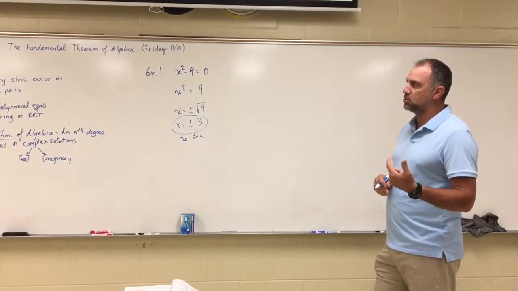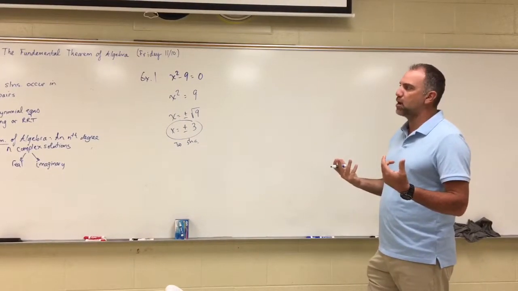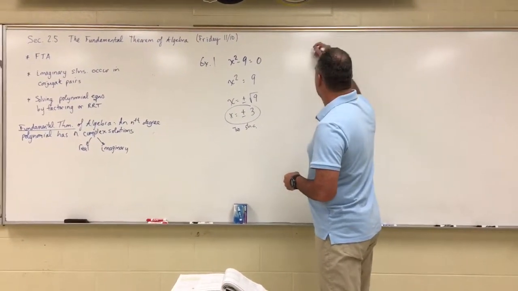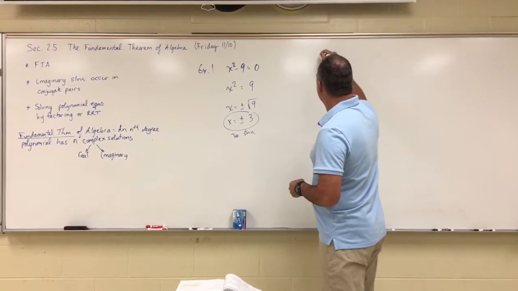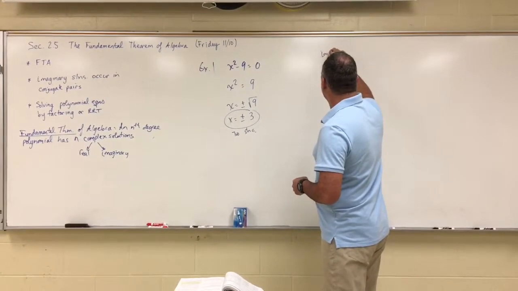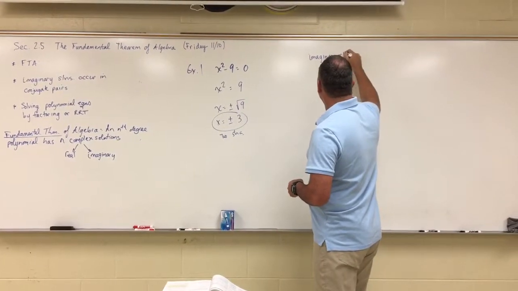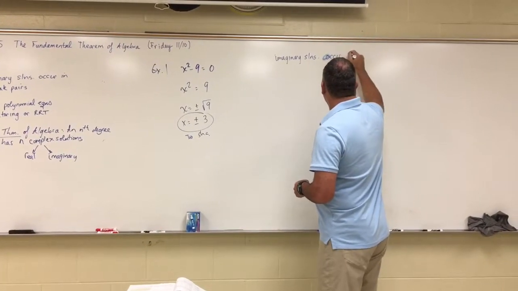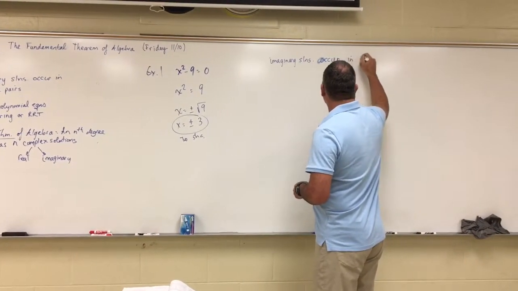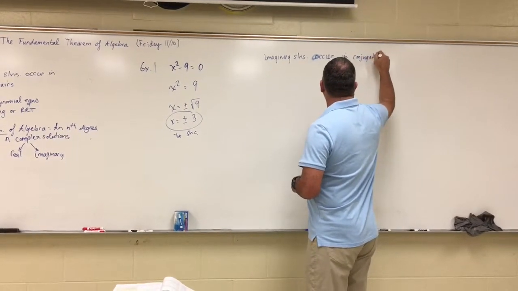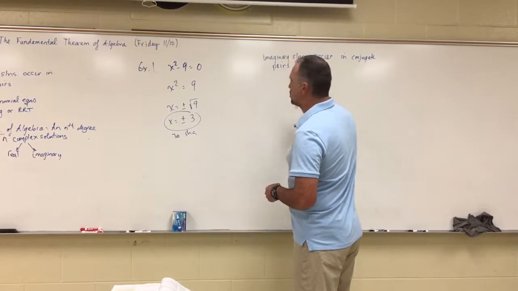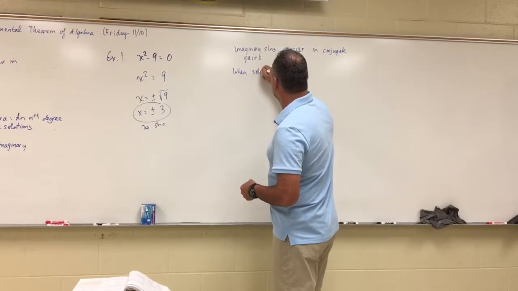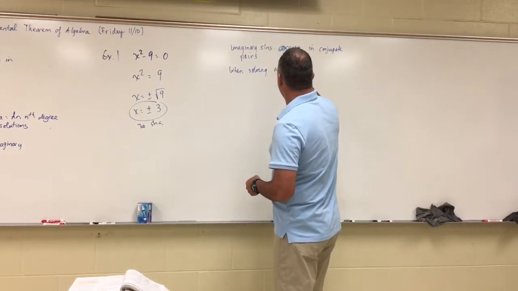Okay, so what we want to look at now is, since we've just got through looking at the imaginary numbers in the last section, now we're going to see a lot of our solutions that we have to write as imaginary numbers. So there's a little bit of a rule for imaginary solutions. So we're going to write this rule out. So point number 2, imaginary solutions occur in conjugate pairs. So this is always true when you're solving a polynomial.